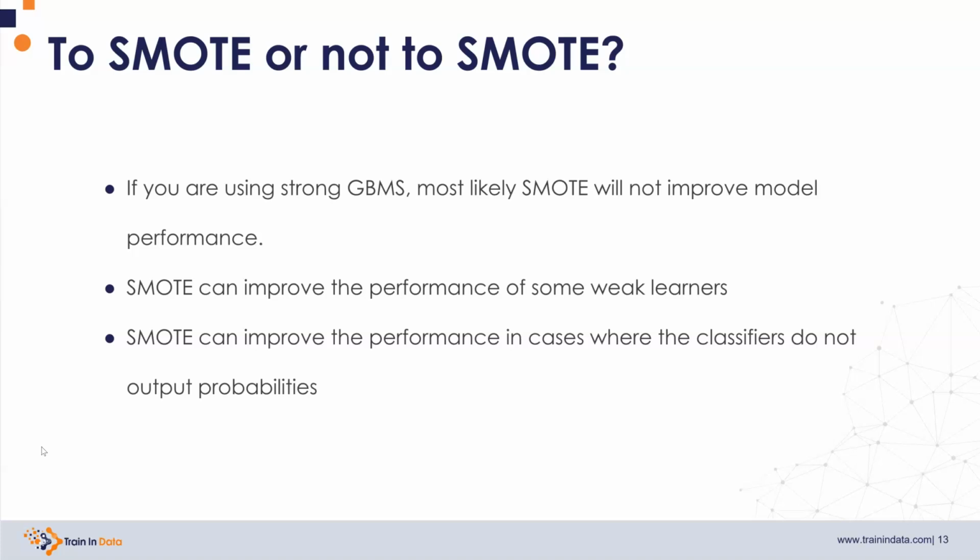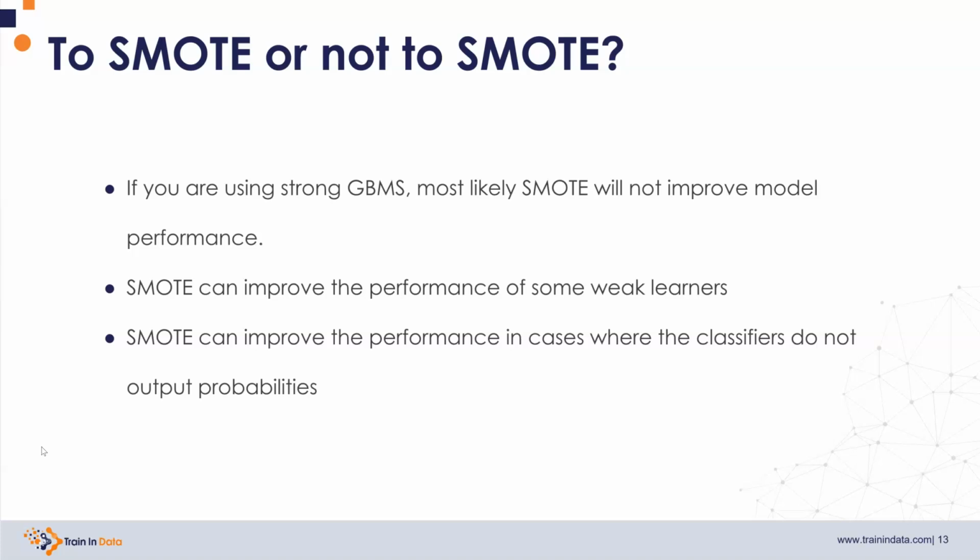These are very general, high-level guidelines, which basically suggest that if you're using strong gradient-boosted machines like XGBoost or CatBoost, most likely SMOTE will not improve the model performance. And this is what I've seen in my experience, and this is what Kaggle winners tell us.